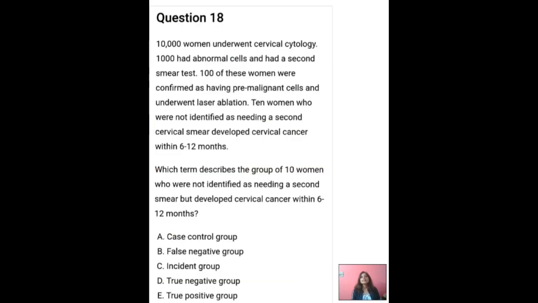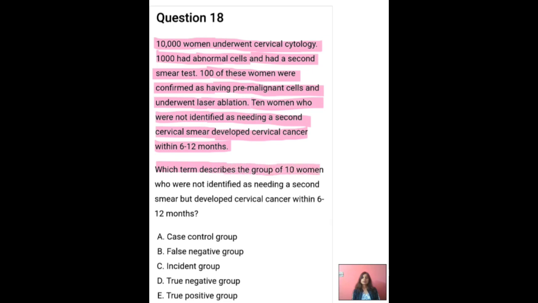Let's continue with the next question, which says 10,000 women underwent cervical cytology. 1,000 had abnormal cells and had a second smear test. 100 of these women were confirmed as having pre-malignant cells and underwent laser ablation. 10 women who were not identified as needing a second cervical smear developed cervical cancer within 6 to 12 months. Which term describes the group of 10 women who were not identified as needing a second smear but developed cervical cancer within 6 to 12 months?